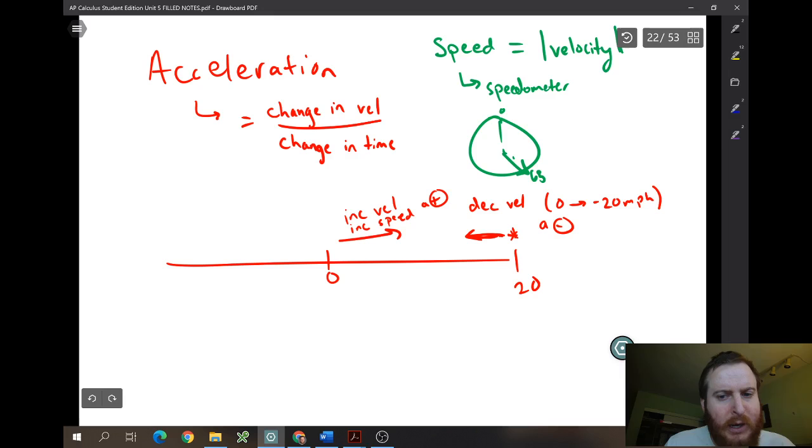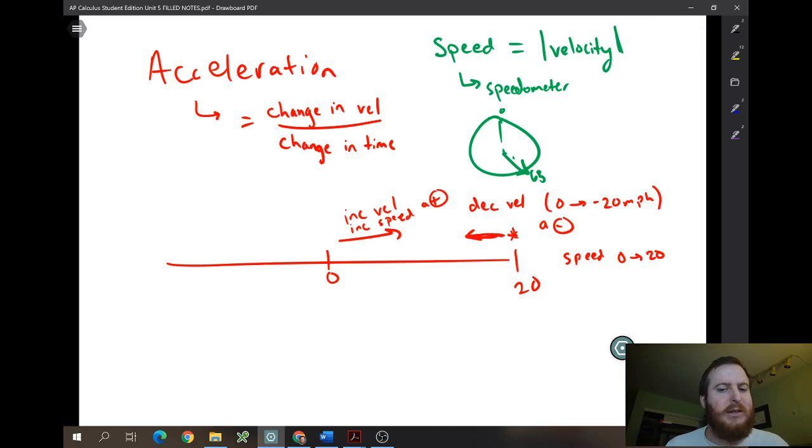Now my speed would be getting bigger, right? Because my speed doesn't care if it's negative or positive, it would just be going from 0 to 20. So I would be speeding up, even though I'm in reverse. So it is a little bit weird, but we just want to kind of think about that. And the key would be, if you're hitting the brake, you would be slowing down. If you're hitting the gas, you would be speeding up. That part's obvious. But the velocity does depend on which direction you go, right?